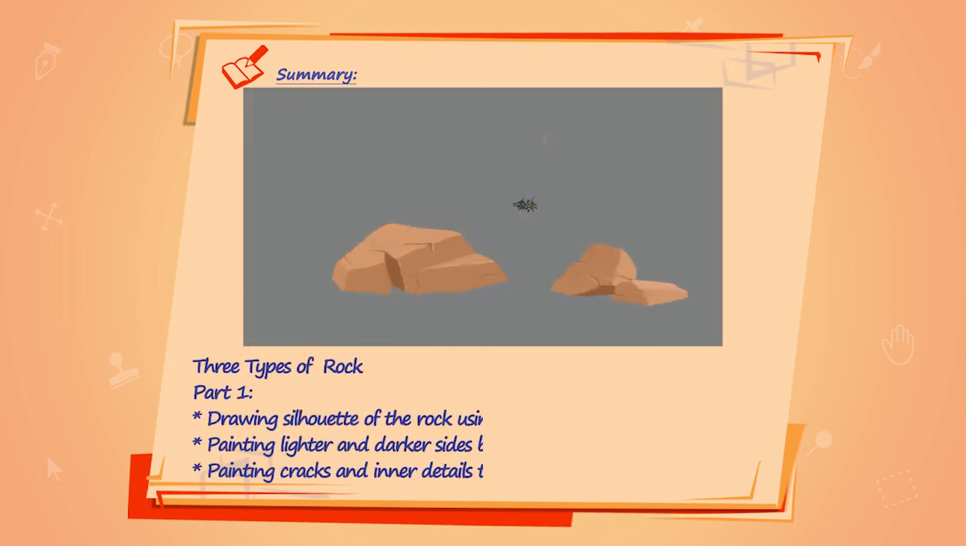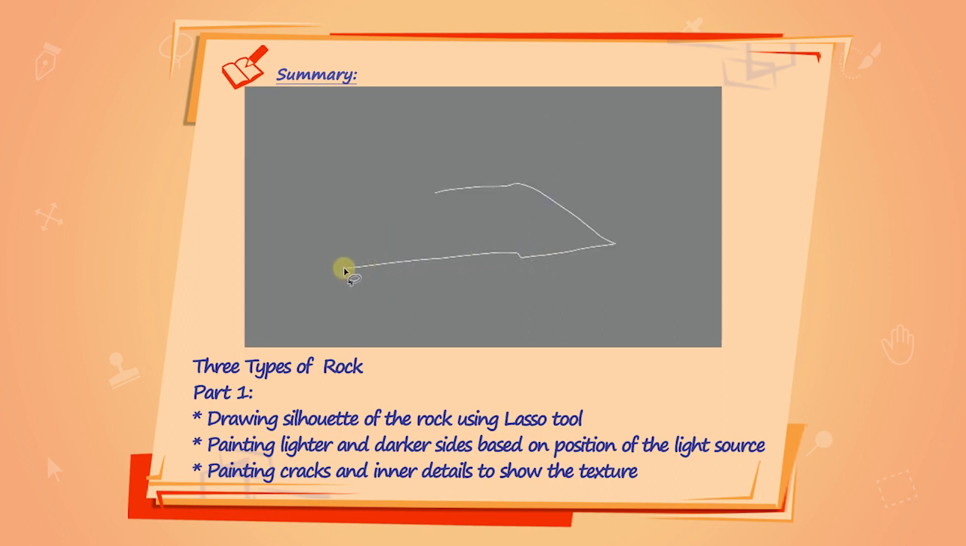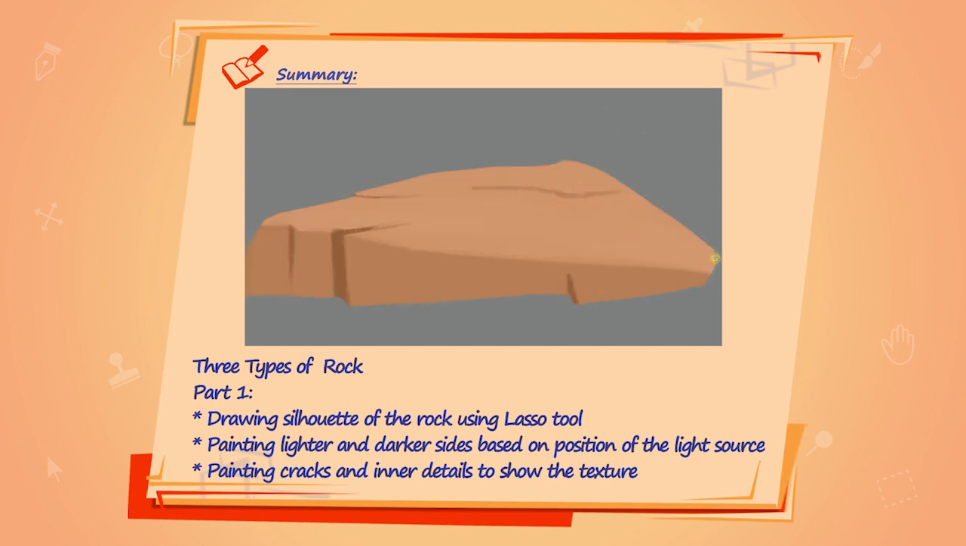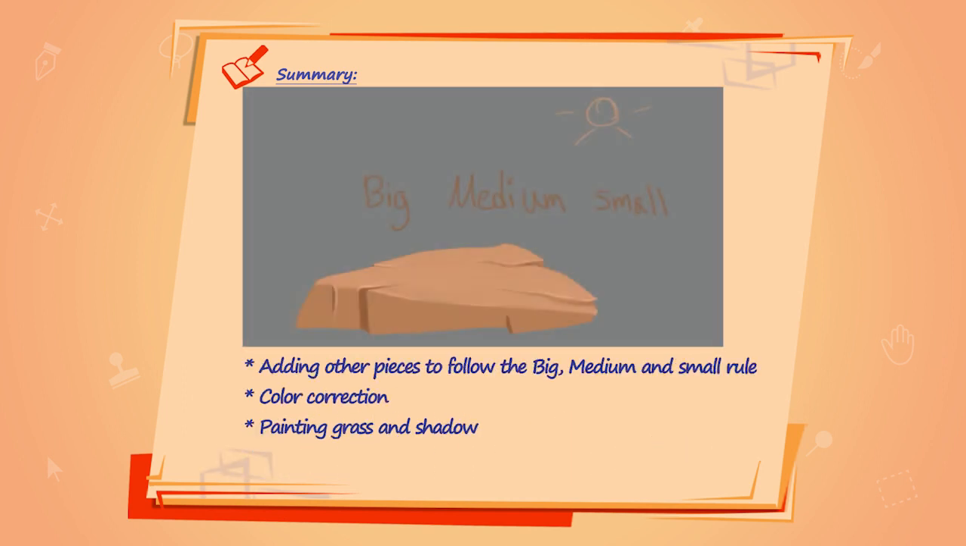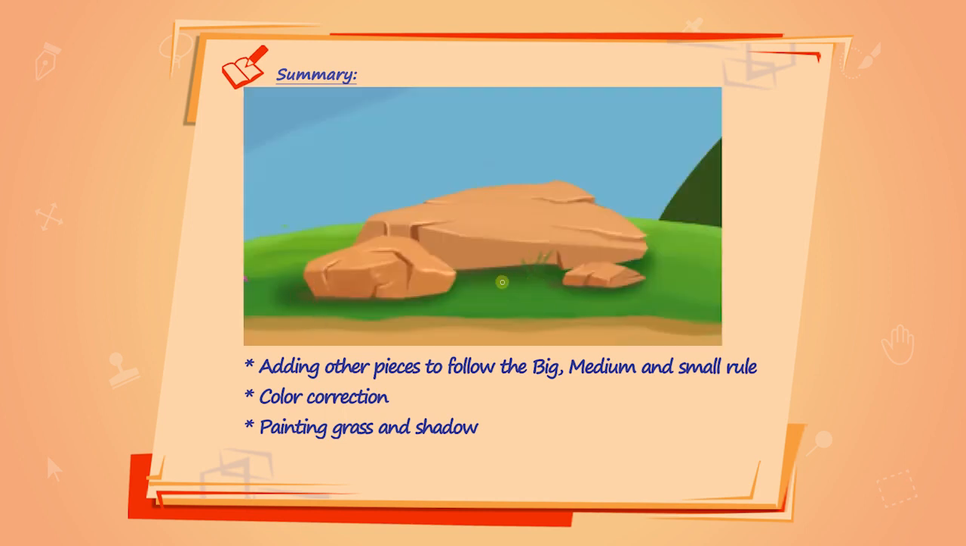In this video, I want to talk about painting three types of rock. In part 1, we talk about drawing the silhouette of the rock using the Lasso tool, painting lighter and darker sides based on the position of the light source, painting cracks and inner details to show the texture, adding other pieces to follow the big, medium, and small rule, color correction, painting grass and shadow.